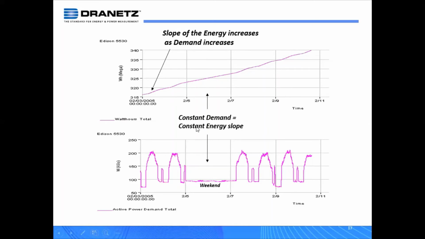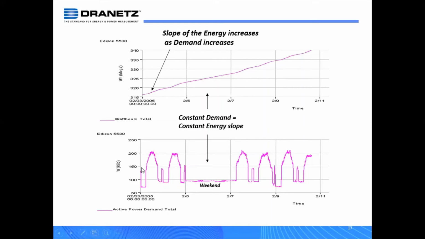Now, demand is a little bit different, because for demand we take active power. Some people refer to it as instantaneous power, but it's the active power that is averaged over a specified interval. Whether that interval is 15 minutes, 30 minutes, or 10 minutes, you will have what is called your demand.